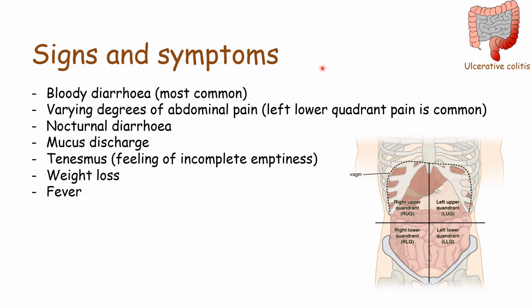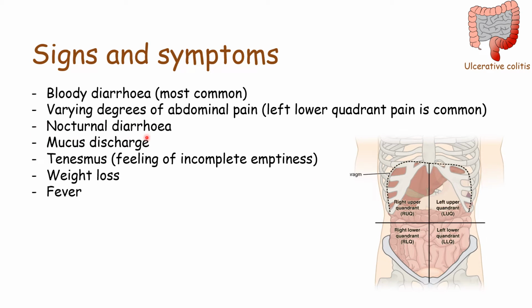Some of the signs and symptoms more specific to ulcerative colitis will be bloody diarrhea, which is the most common sign of ulcerative colitis. There will be varying degrees of abdominal pain depending on the severity of the disease, but left lower quadrant pain is common. If we look here at the left lower quadrant, this is where the descending colon and the sigmoid colon would sit. We know these are the areas most commonly affected by ulcerative colitis, so you would see left lower quadrant pain quite commonly.